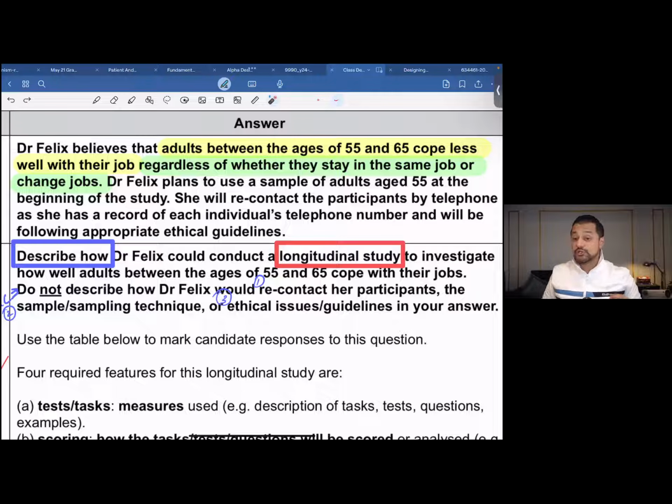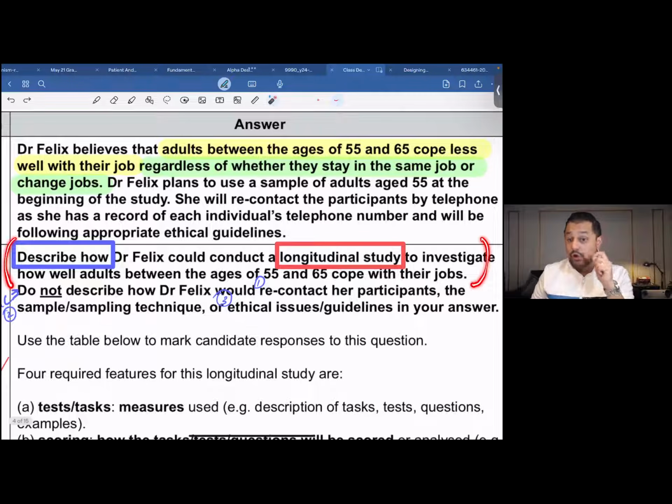Now, moving on to the question again, the question says, describe how Dr. Felix could conduct a longitudinal study to investigate how well adults between the age of 55 and 65 cope with their jobs. So the question is, describe how Dr. Felix could conduct a longitudinal study. What for? To investigate. What to investigate? She wanted to investigate how well adults between the ages of 55 and 65 cope with their jobs.